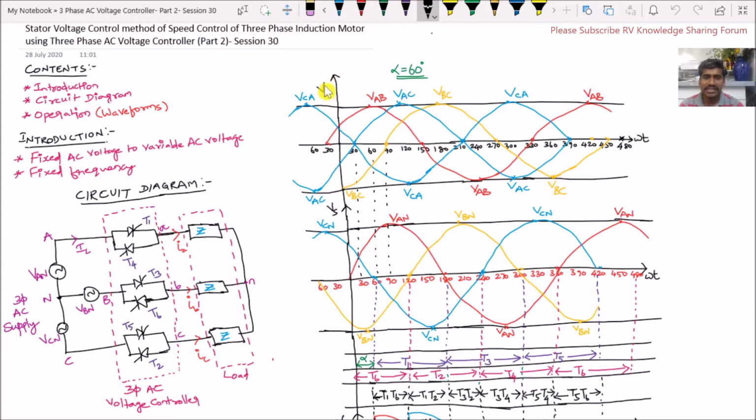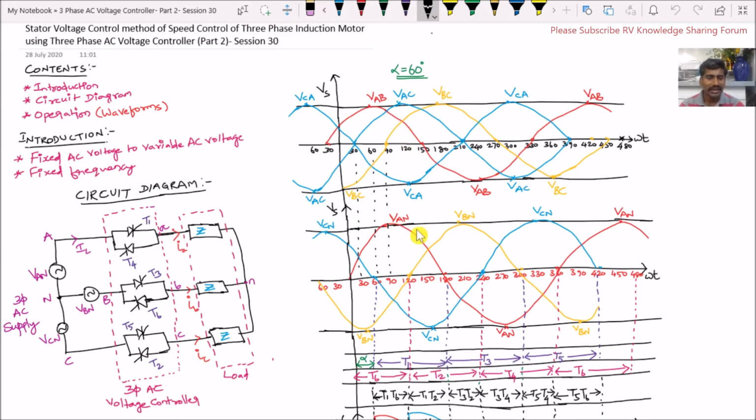Similarly, here this is our 3-phase line to line voltage. Here VAB, VBC and VCA indicate the 3-phase line to line voltage. In our next session 31, I will explain in detail how to draw this 3-phase line to line voltage and this 3-phase phase to neutral voltage.